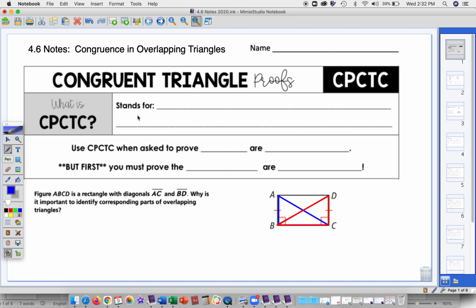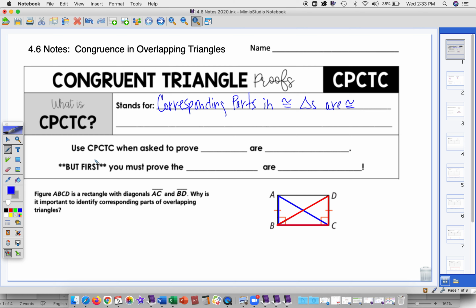Okay, so what it stands for is: corresponding parts in congruent triangles are congruent.